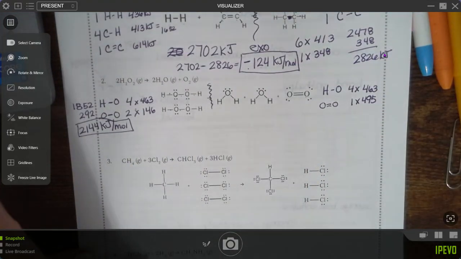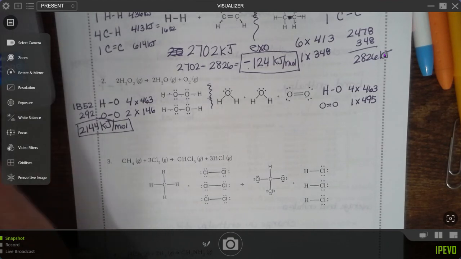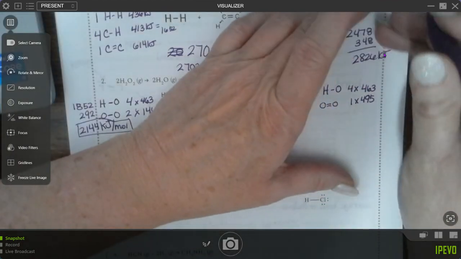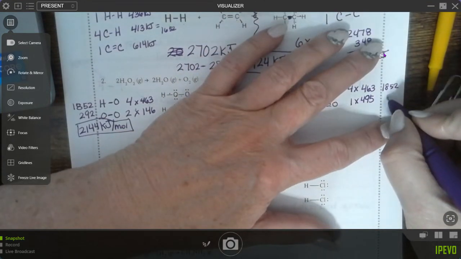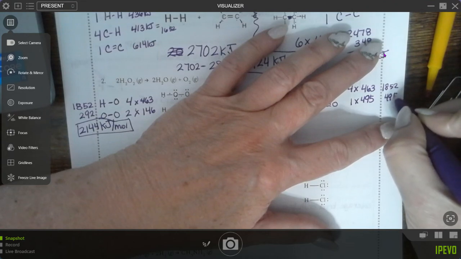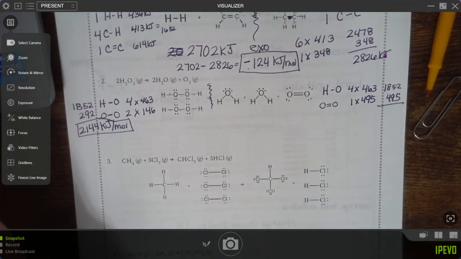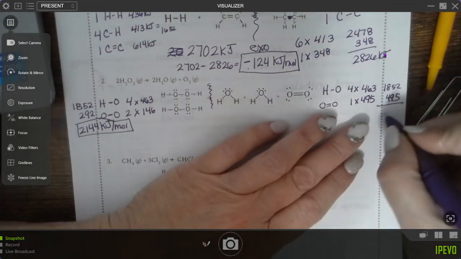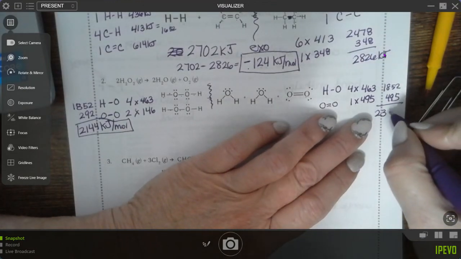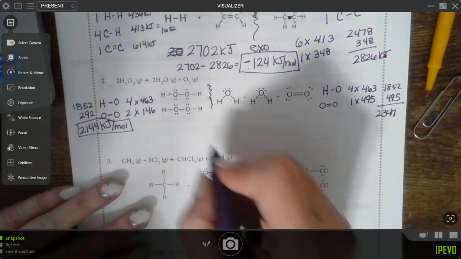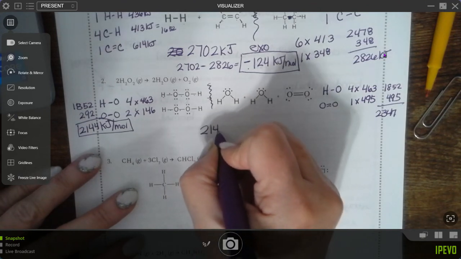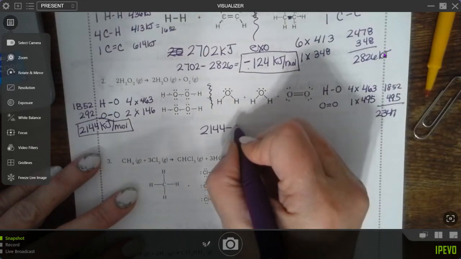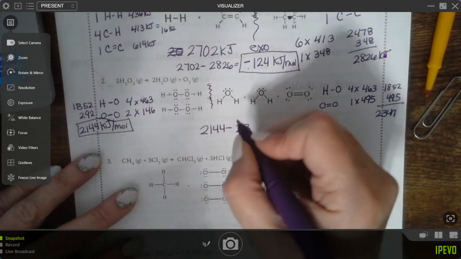So I've got 4 times 463, which is 1852, and then 1 times 495. If I add those together, I get 2,347 kilojoules. So I'm going to do breaking minus making: 2144 minus 2347.